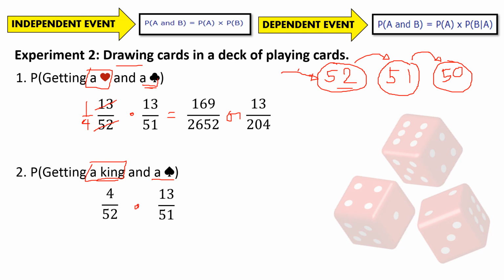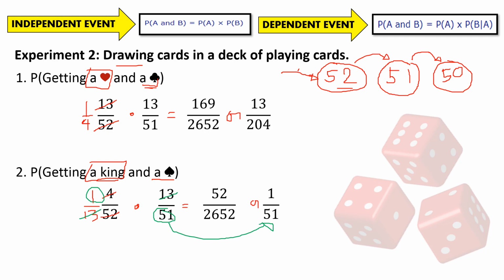Then multiplying these two, 4 over 52 times 13 over 51 will give us a value of 52 over 2652, or it can be further simplified as 1 over 51. Again, if we are good in simplifying, 4 over 52 can be written as 1 over 13. Then we may cancel out this 13 on this side and this side. What remains now is 1 over 51. And there it is, the simplest form of our final answer.